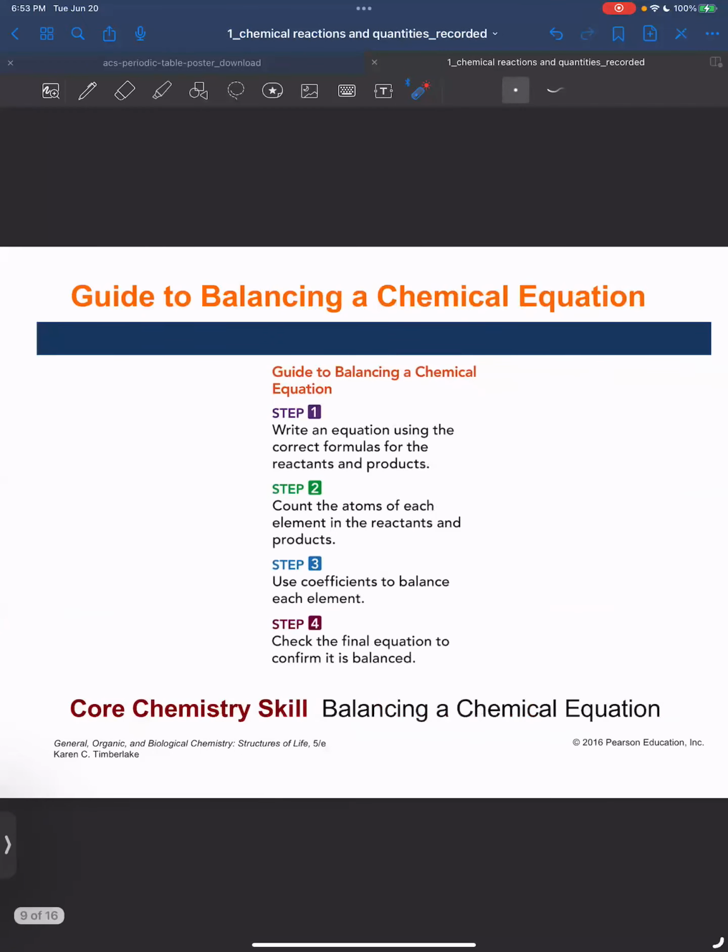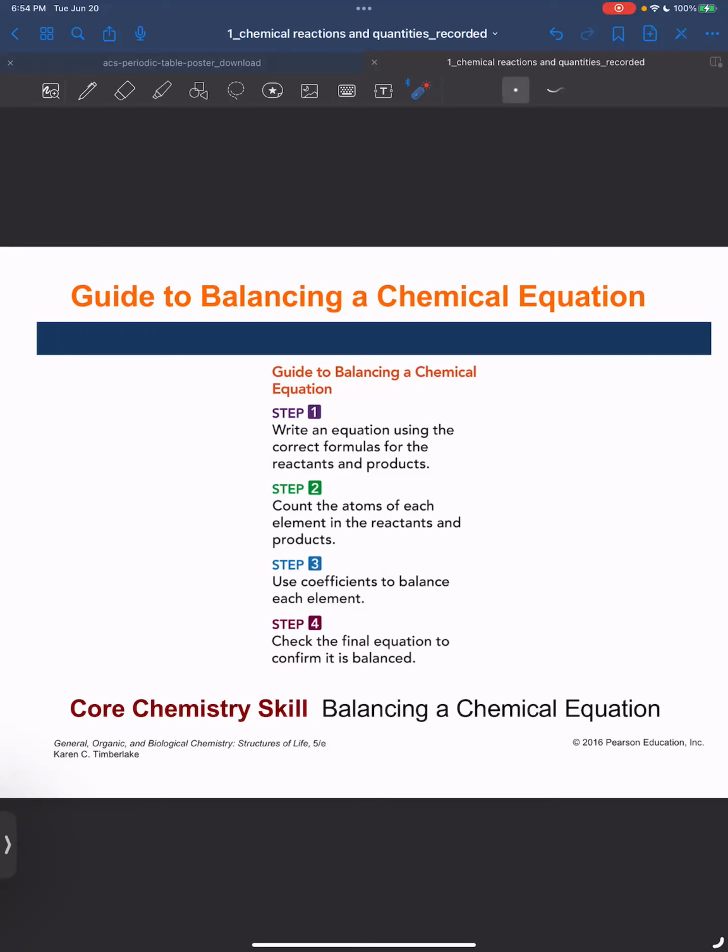So here's a guide to balancing chemical equations. You will write the equation using the correct formulas for the reactants and products. What I mean by that is for carbon dioxide, the correct formula is CO2. You will count the atoms of each element in the reactants and products, and you will use what's called coefficients to balance each element. I will model that in the next example. And then check at the end to see if the final equation is balanced, that the number of atoms on the left for each element is equal to the number of atoms on the right.